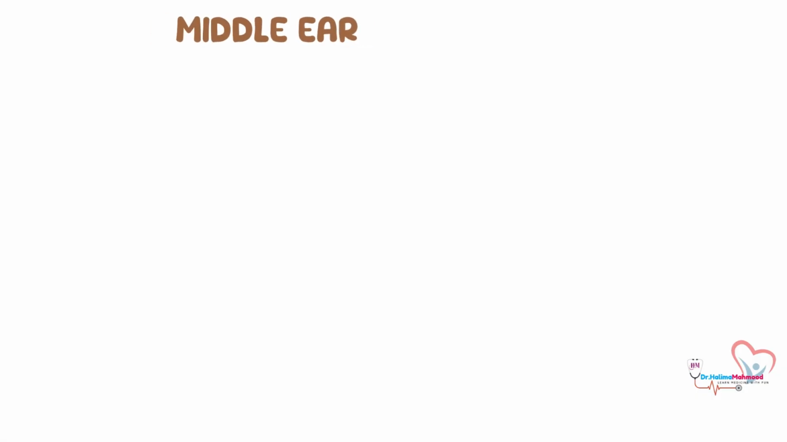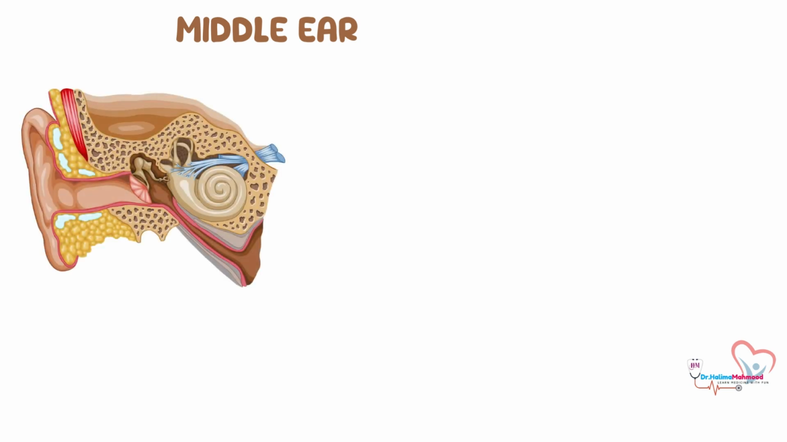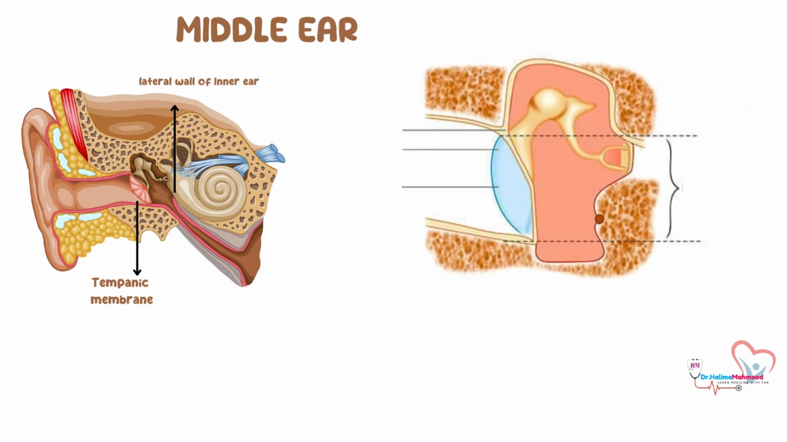Assalamu alaikum. In this video, we will dig out the anatomy of the middle ear. Middle ear extends from tympanic membrane laterally to the lateral wall of inner ear medially. It is divided into various parts.